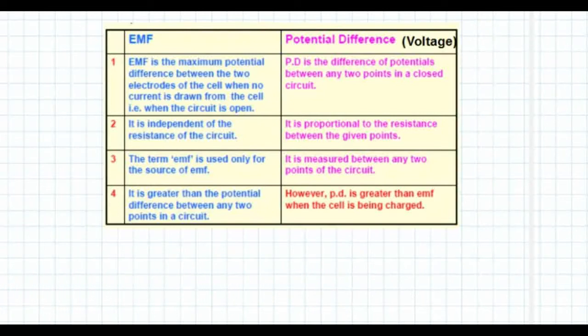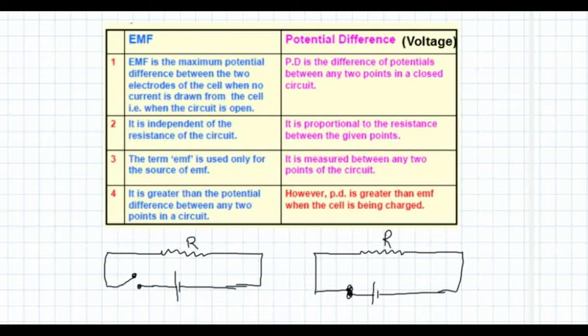So EMF is the maximum potential difference between the two electrodes of a cell when no current is drawn from the cell. That is, when the circuit is open. And voltage is the potential difference between any two points in a closed circuit. Closed circuit means there is a current flow from the positive side of the battery to the negative side of the battery. The situation is like this.